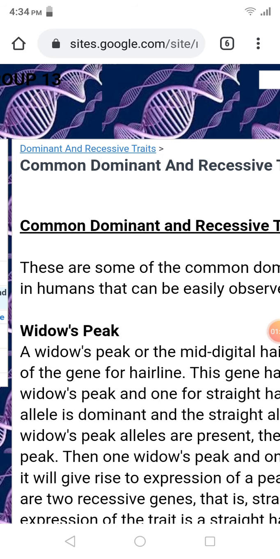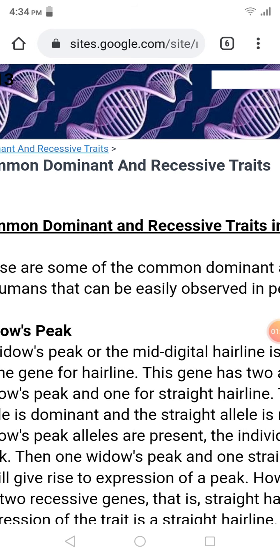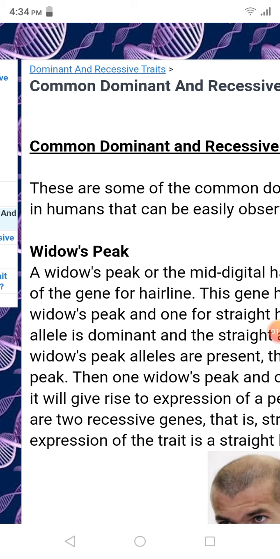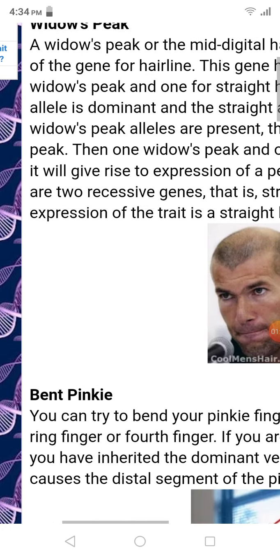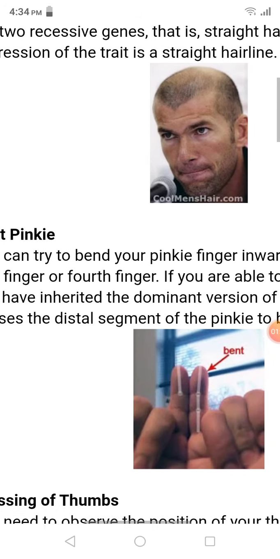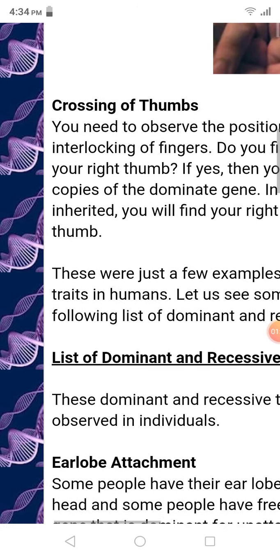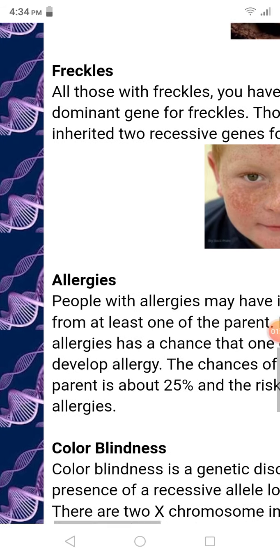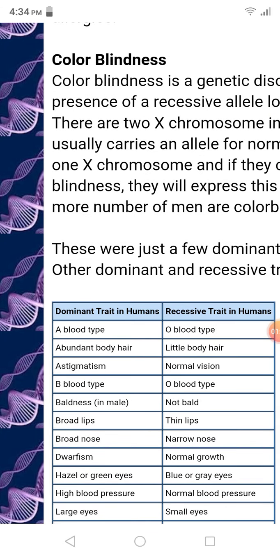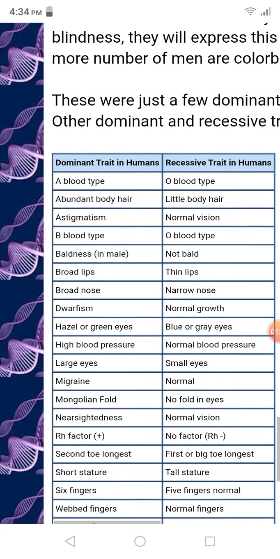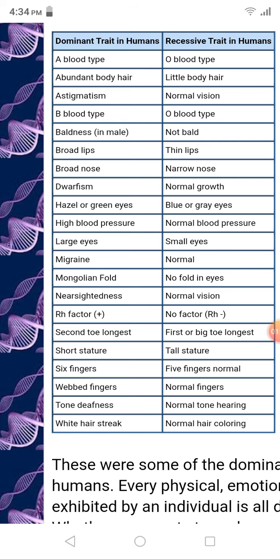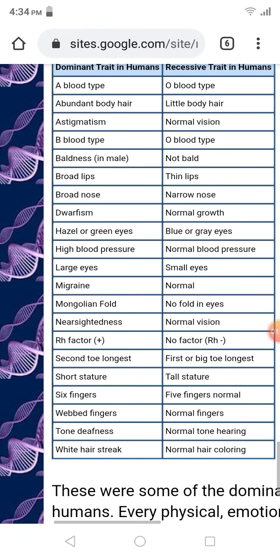These are the common dominant and recessive traits on this page, and I'm gonna get into a few comments about some of this, but we're gonna go straight to the bottom of the page to the chart before I give my brief history of looking into this stuff. So we're gonna go over the dominant traits.